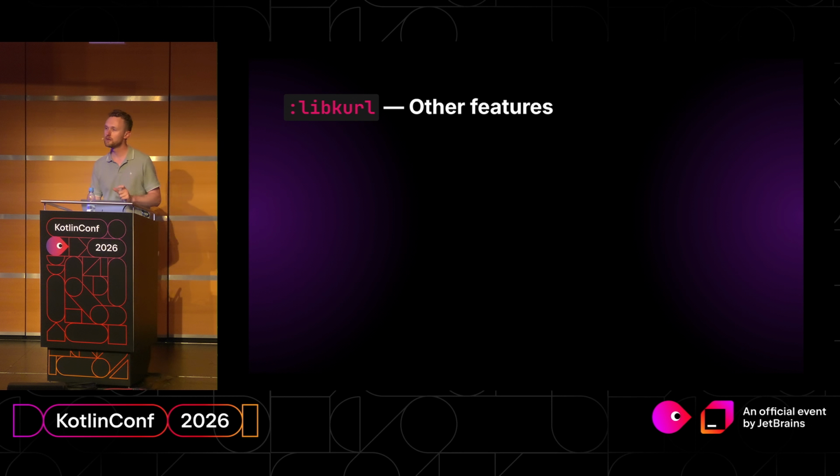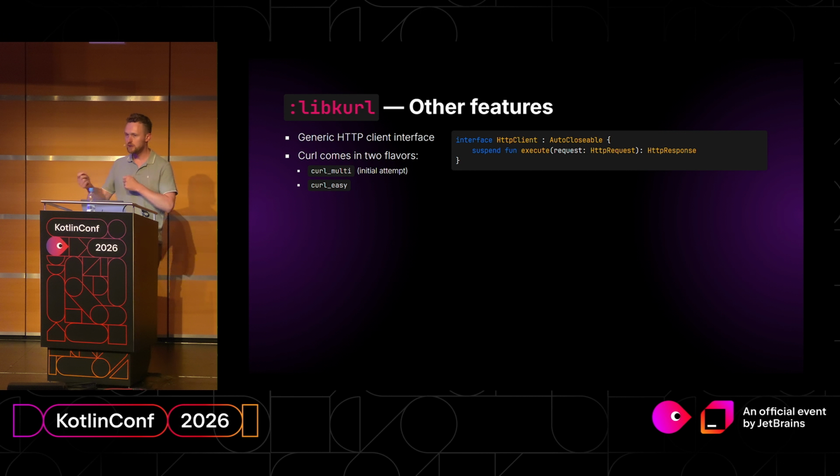A few other features of this module before we move on. As I mentioned, HTTP is the method by which you communicate with the Lambda runtime, so I needed to create an HTTP client interface, and I decided to keep it as simple and as abstract as possible because curl, I came to learn, offers two different flavors of HTTP client under the hood.